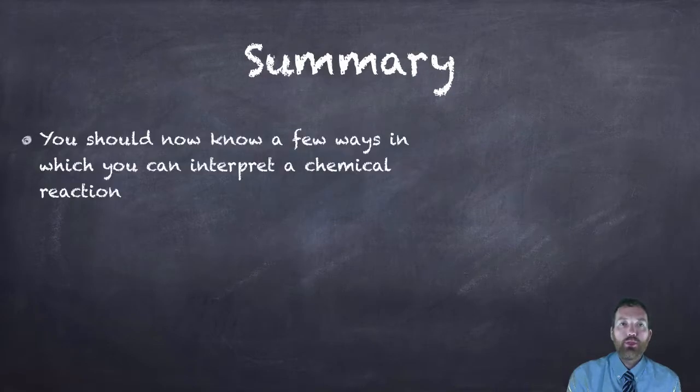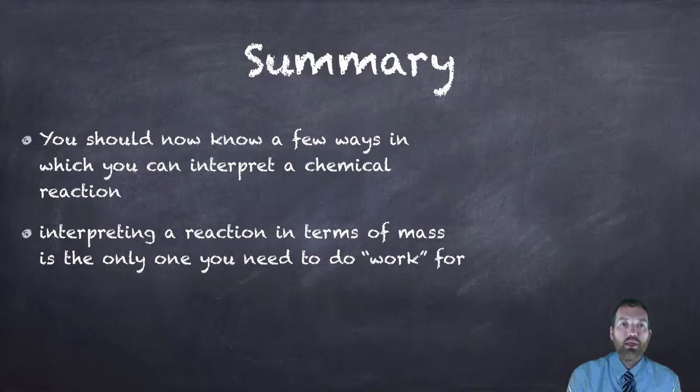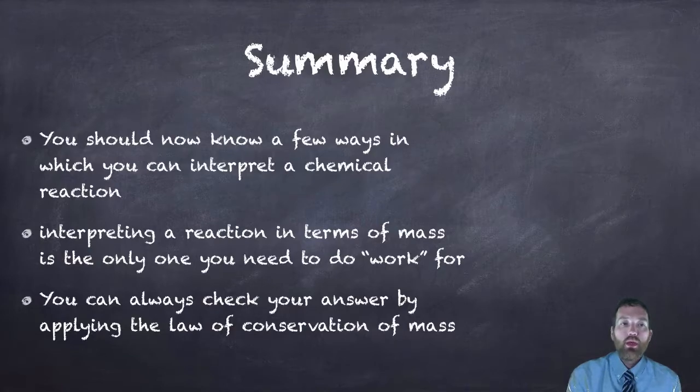So in summary here, you should know a few ways now to interpret a chemical reaction. Interpreting a reaction in terms of mass is the only one that you need to do work for on the calculator. It's the only one you need to show your work and do some math. The other ones you just need to be able to do. And the good thing about interpreting in terms of mass is you can always check your answer by applying the law of conservation of mass. And if you know how to convert from grams to moles, or actually from moles to grams, this should be no problem for you.